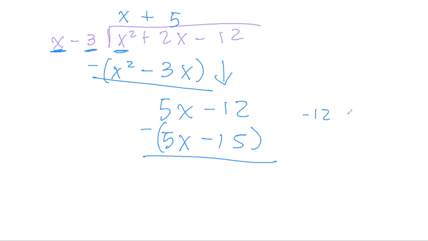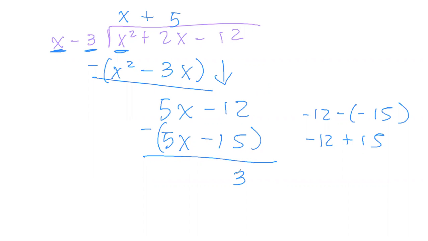So it might help to write off this side too. Negative 12 minus negative 15. So that's negative 12 plus 15. And that's just 3. Now, kind of like before when I talked about the long division, I can't go further past this, right? Because there's no way I can write a decimal.